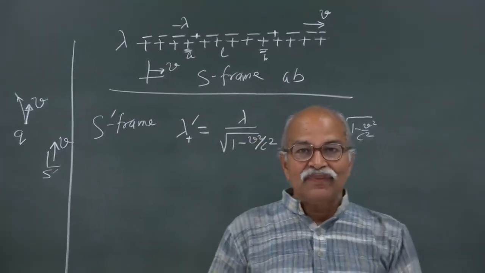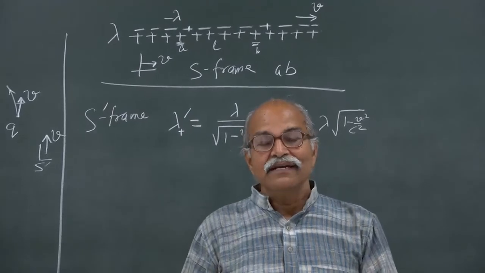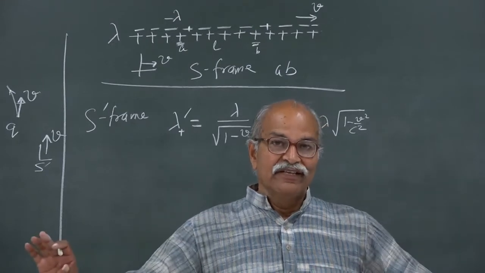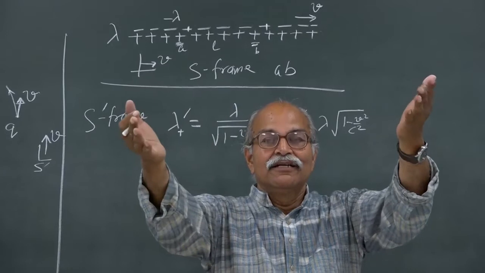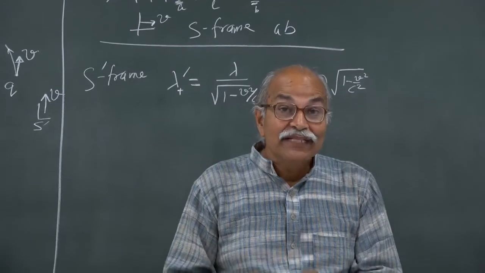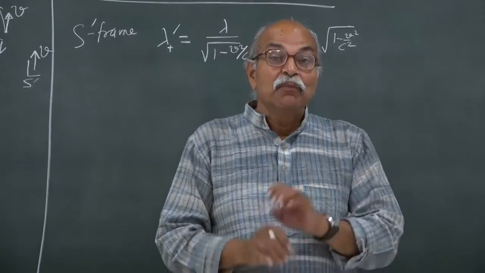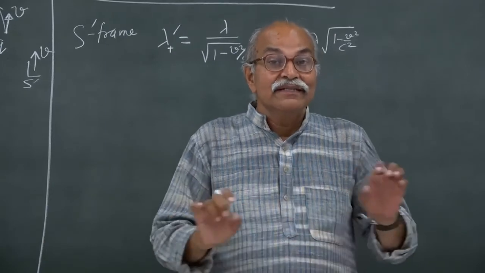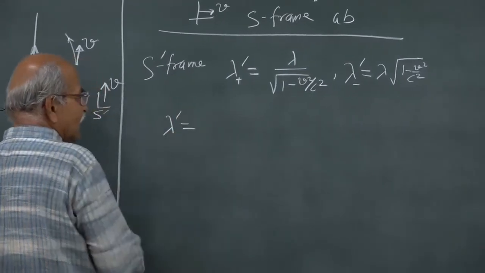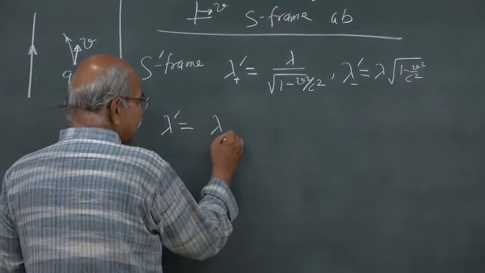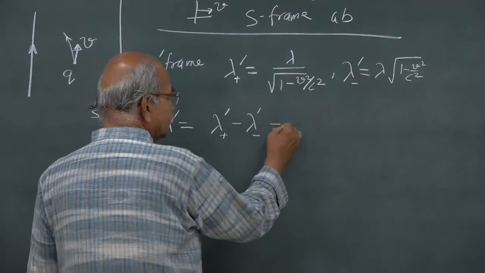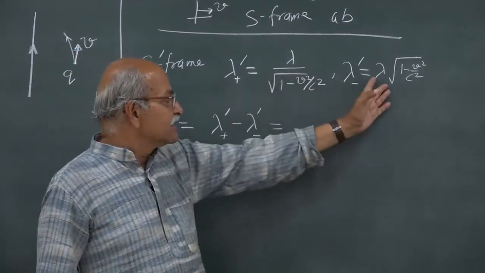In S frame, the two charge densities had equal magnitude, one positive, one negative. The whole system was uncharged, and therefore there was no electric field. Now, in this frame, the charge densities are not equal in magnitude, hence you will have a positive resultant charge density, and that will be lambda prime, which is lambda plus prime minus lambda minus prime, this positive charge density here and this negative charge density here.